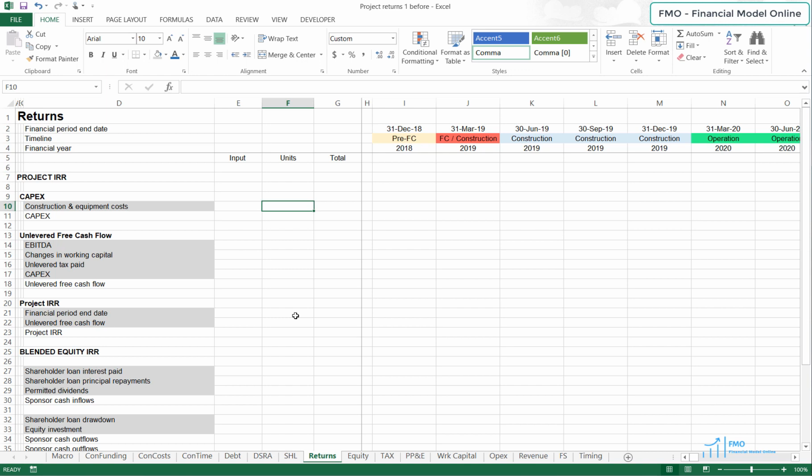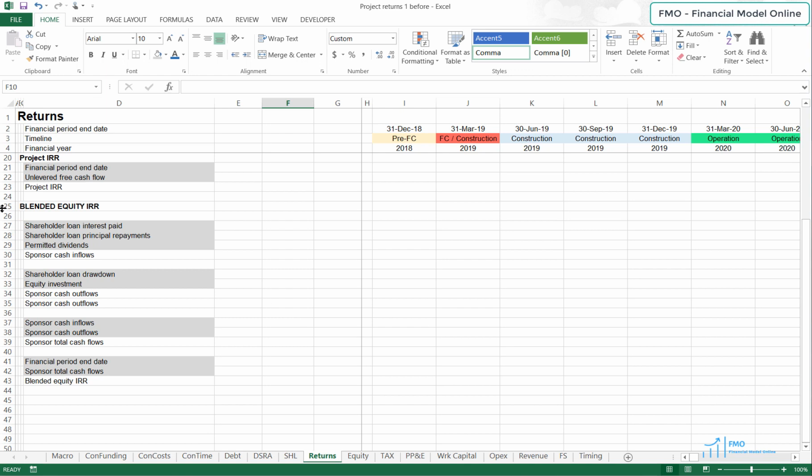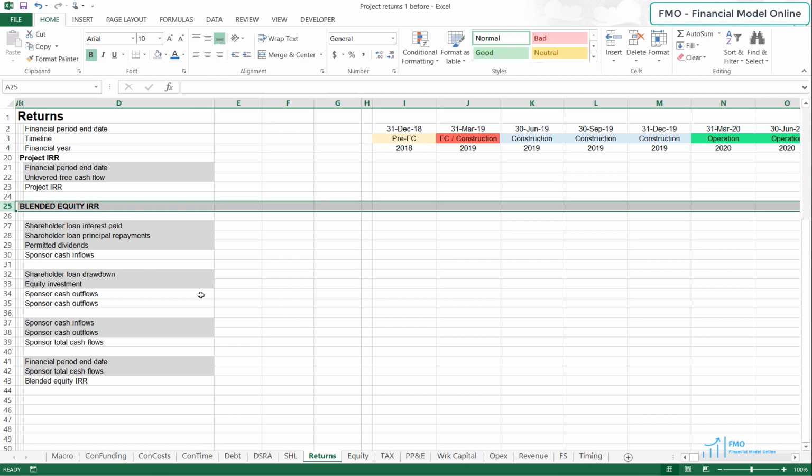Hello, and welcome back to this Excel-based lesson in the Project Finance Modeling for Renewable Energy course. In this lesson, we will begin working on the project return and blended equity return. The blended equity return is the IRR of the project sponsors.